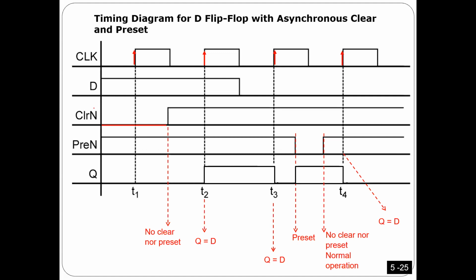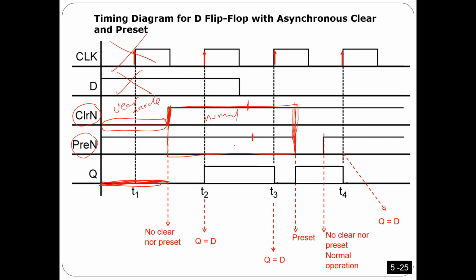Let's look here, for example. I'm gonna look at clear, and I'm gonna look at set. I see this one is 0, so now I am in the clear mode. Don't think about anything. I don't care about D, I don't care about the clock. The output here, Q, will be 0. Make sense? Now let's look at this part from here to here. This is the normal operation, because here clear is 1 in this time. Clear is 1, preset is 1 as well.